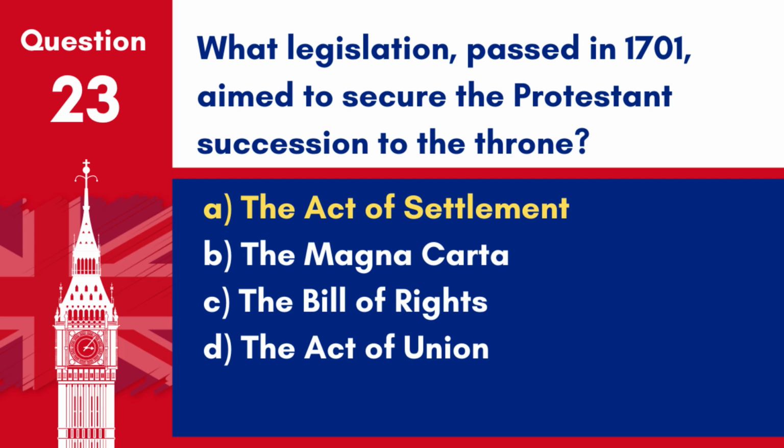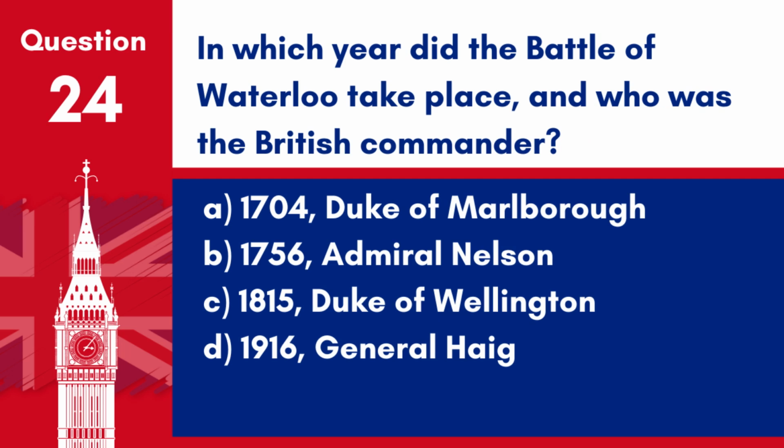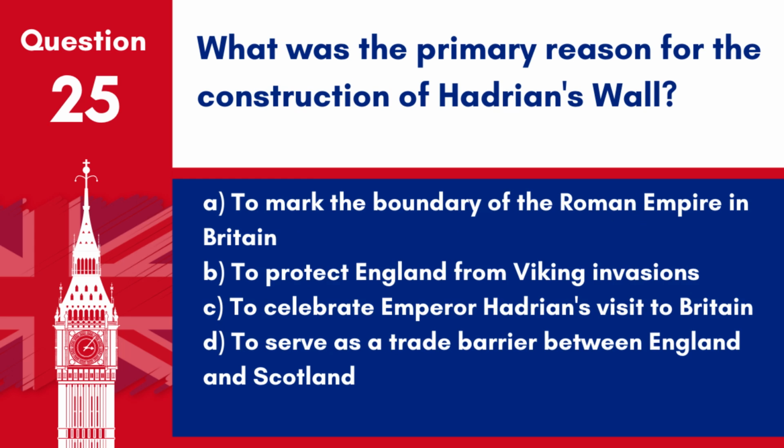Question 24. In which year did the Battle of Waterloo take place, and who was the British commander? A. 1704, Duke of Marlborough. B. 1756, Admiral Nelson. C. 1815, Duke of Wellington. D. 1916, General Haig. Answer C. 1815, Duke of Wellington. The Battle of Waterloo occurred in 1815, where the Duke of Wellington led the British forces to victory against Napoleon.